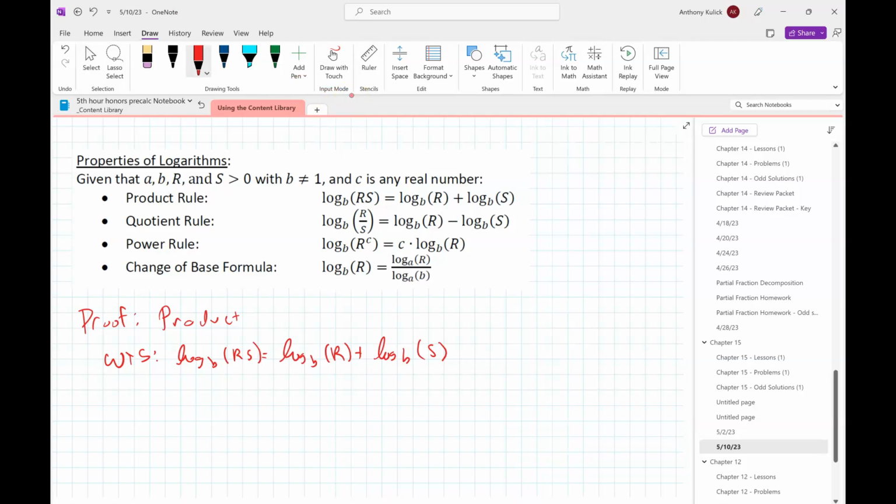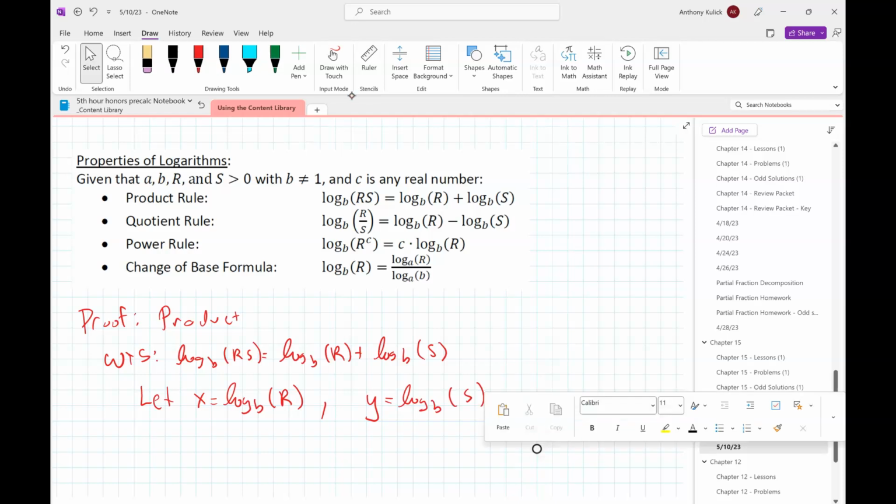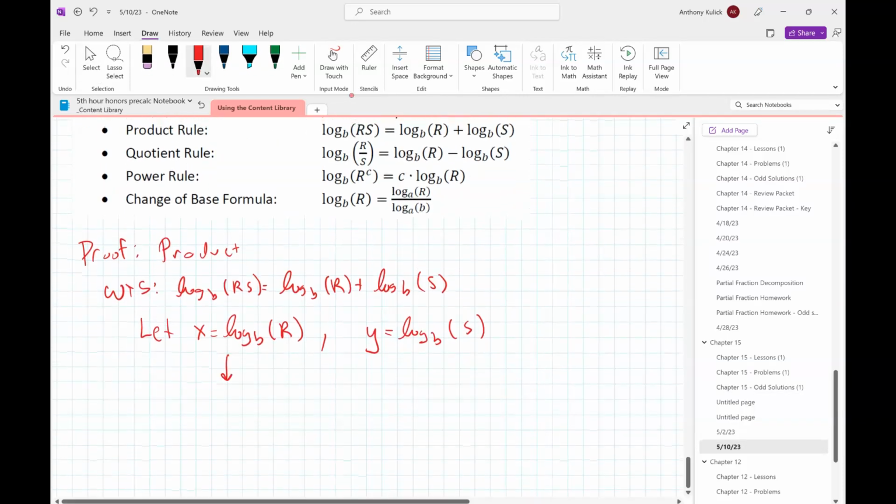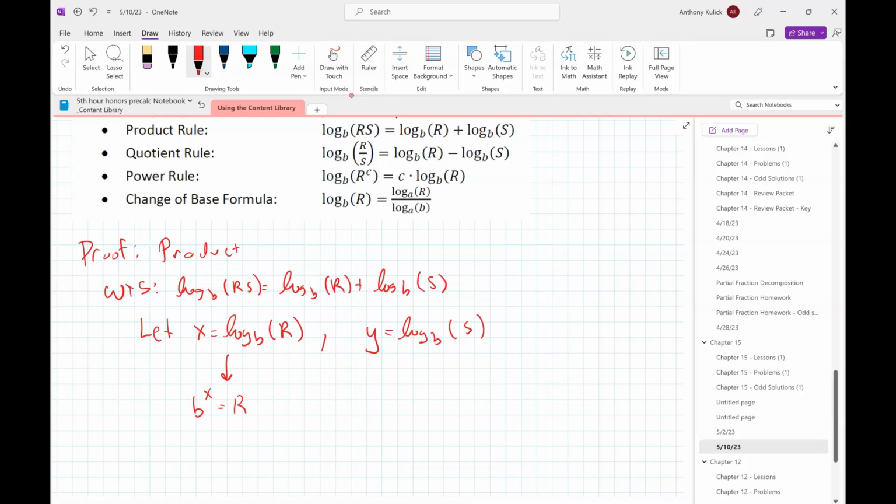So what I'm going to do is say, okay, I'm going to define x to be log base b of r and y to be log base b of s. And then use my exponent property to say that this is the same thing as b to the x is equal to r, and this is b to the y is equal to s. So I'm just using the definition of a logarithm to make that conversion. Everybody's okay there?